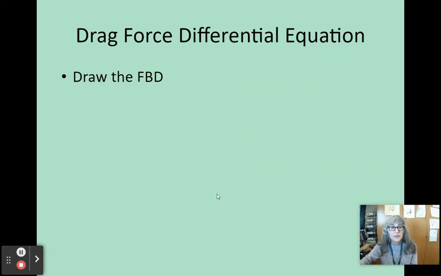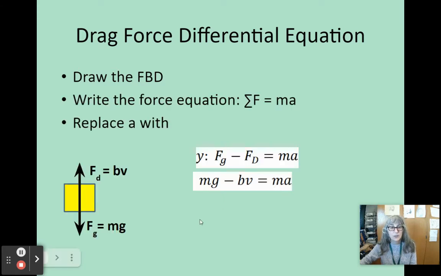So now let's look at drag. You start by drawing the free body diagram, then you write the force equation, and then you replace with your drag equation. And if you're doing a differential equation, it's always going to be first order, so it won't be a v squared, it'll be a bv. So you're going to have our weight going down is the direction that it's going to be accelerating, so we're going to make that positive, is mg. And then opposite that is going to be bv, which is the drag force. So we're going to have mg minus bv is equal to ma.